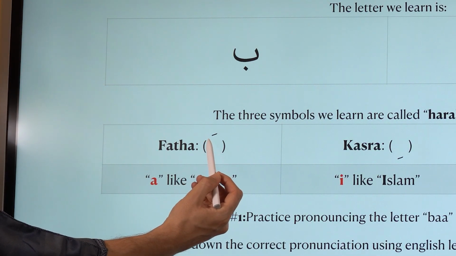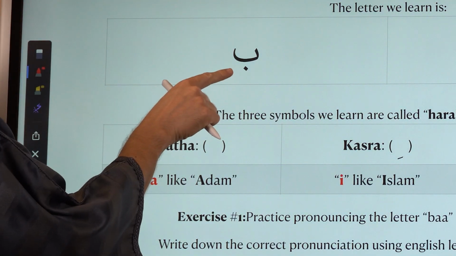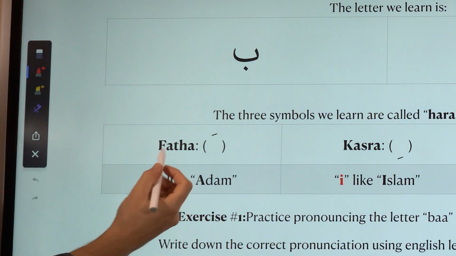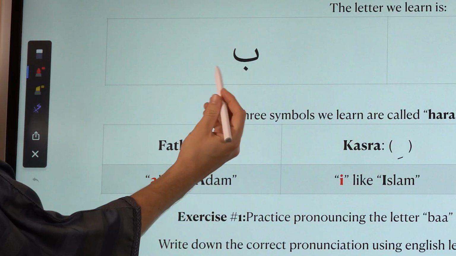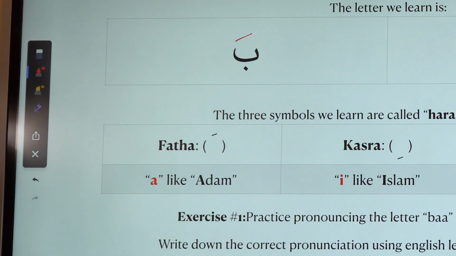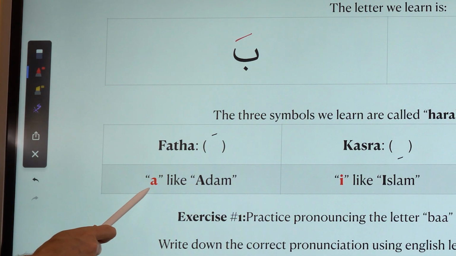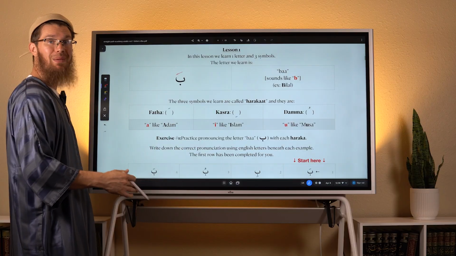As we can see, it's just a straight line that is written above a letter. So for example, this is the letter ba. If we were going to write a fatha above the letter ba, it would look like this. And the vowel sound that the fatha represents is like the English letter A, similar to the name Adam.